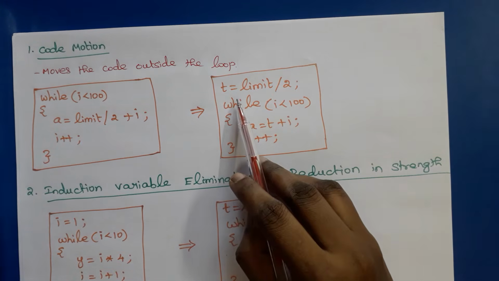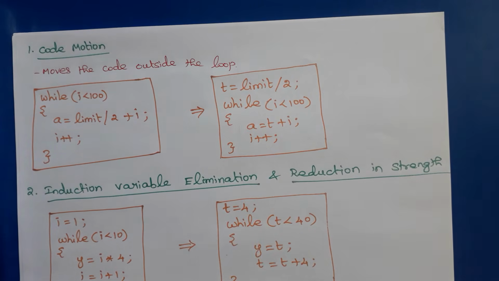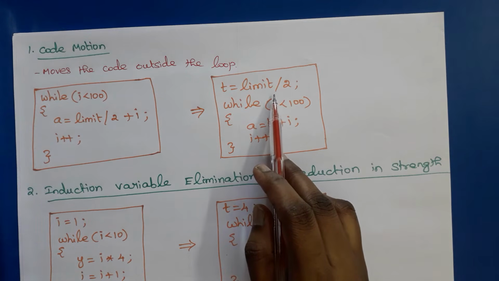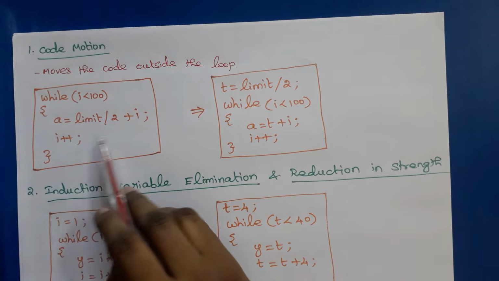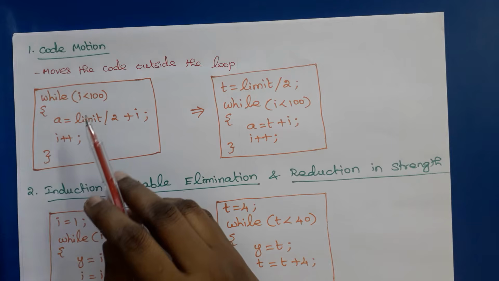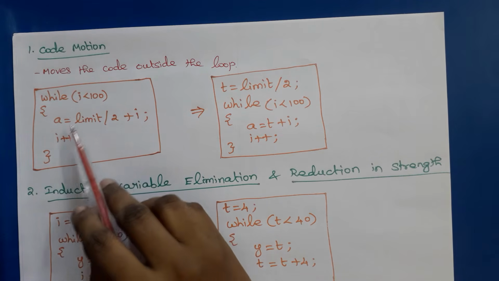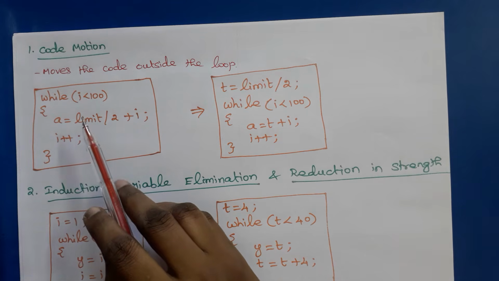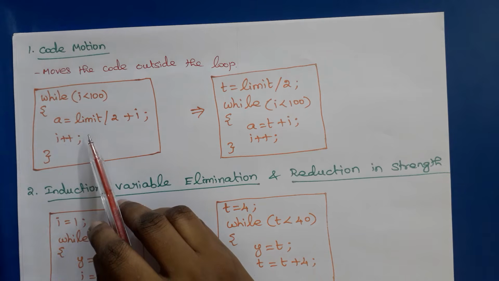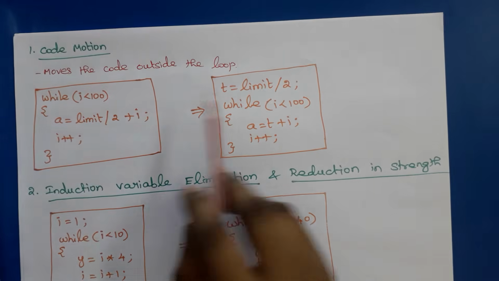So here the number of statements outside the loop is increased, but it is executed only once. If we place this limit divided by 2 inside the loop, then this division operation will be performed 100 times. So in order to improve the running time, we can perform the code motion. If the result of the expression is independent of the number of times the loop is executed, then we can place that expression outside the loop.